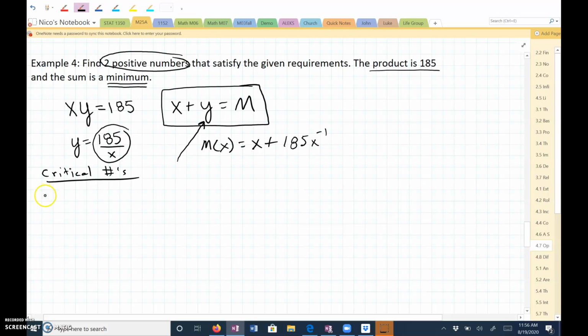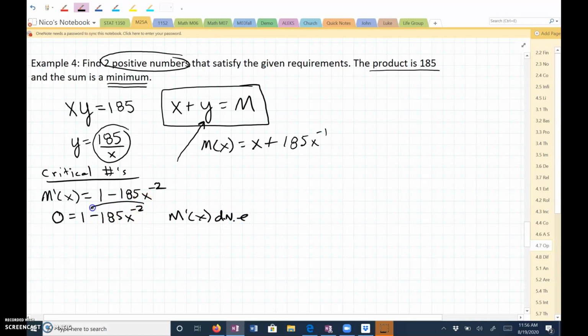So I'm going to take the first derivative, so m prime of x equals the derivative of x, which is 1. The derivative of 185 x to the negative first would be negative 185 x to the negative second. And now we need to find the critical numbers. So to find the critical numbers, we're going to set the derivative equal to 0. We're also going to find the x values where this derivative does not exist.